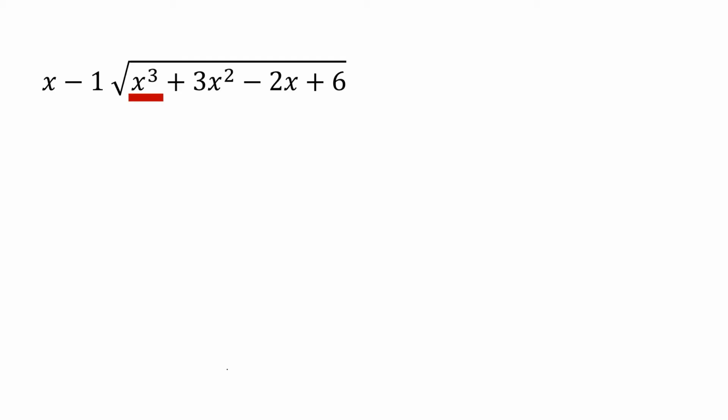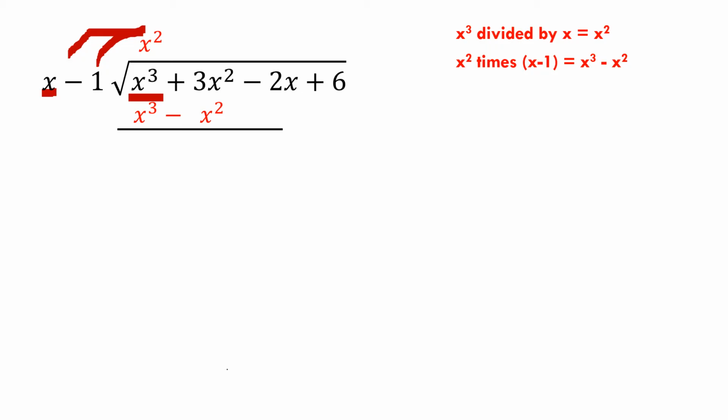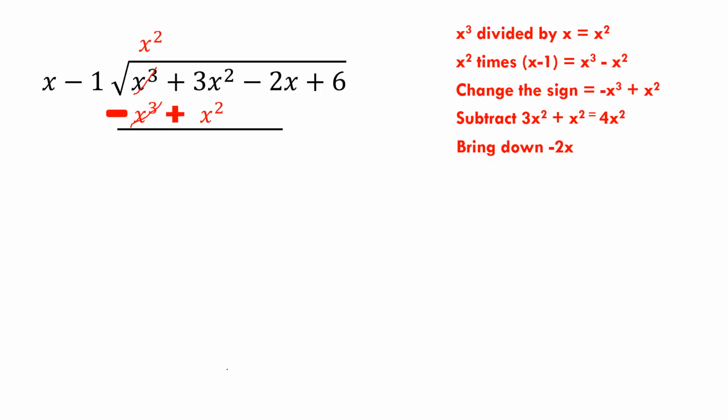Okay, x cubed, divide that by x, you will get x squared. Then x squared, multiply it by x minus 1. So that will give us x cubed minus x squared. And then, proceed to subtraction by changing the sign of your subtrahend. And then x cubed minus x cubed is 0. And then 3x squared plus x squared will give us 4x squared. And then bring down the adjacent term, which is negative 2x. So 4x squared, we divide this by x. So it becomes 4x.